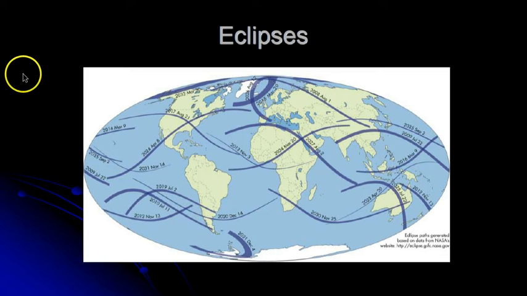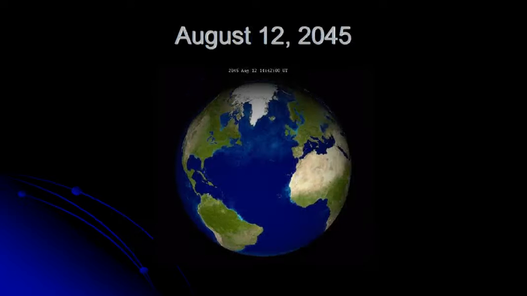You have to know they're coming. You have to travel to catch the total eclipse. Most of us don't get that luxury. Most of us have to deal with what we got. Here, August 12th, 2045, we're looking forward to an eclipse. That'll be good.